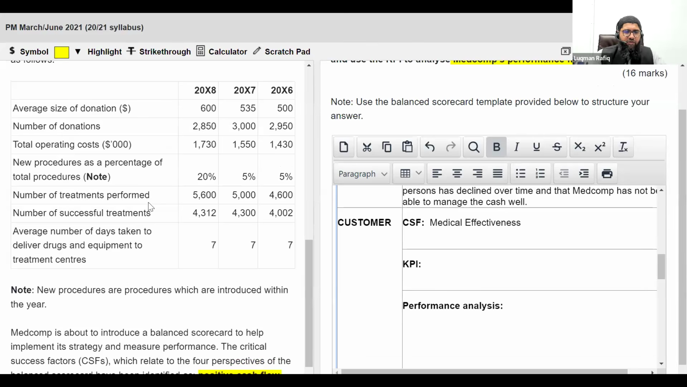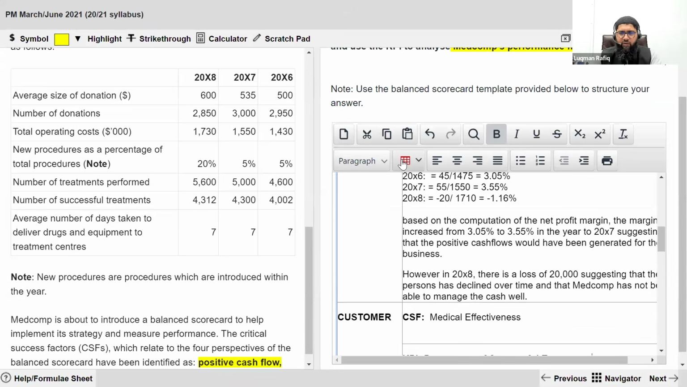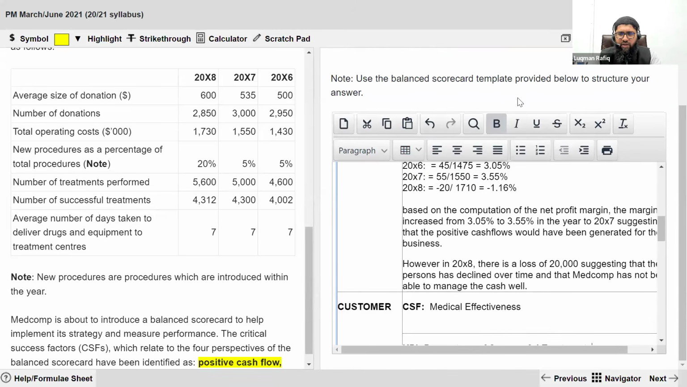Okay, yes, so number of treatments performed, number of successful treatments. So you could simply say the percentage of successful treatments. Let me just see one thing from the question. Select the appropriate criteria and suggest one KPI.